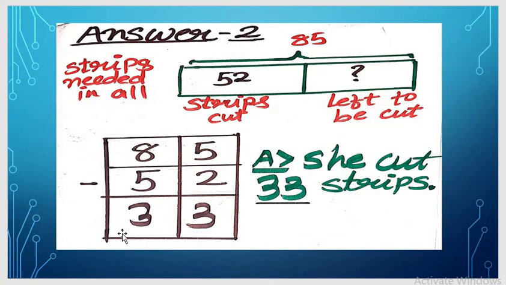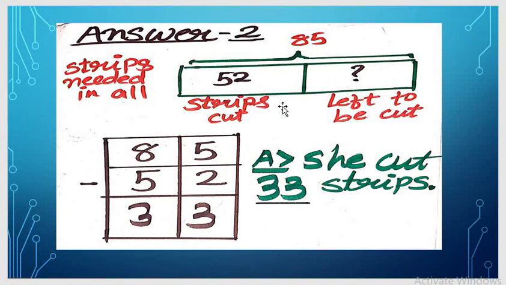Okay, so the answer is what, all students? 5 minus 2 is equal to 3. 8 minus 5 is equal to 3. What answer did we get? 33. So how can we write the answer? She cut 33 strips. She cut how many strips? 33 strips left to be cut. So we write 33.